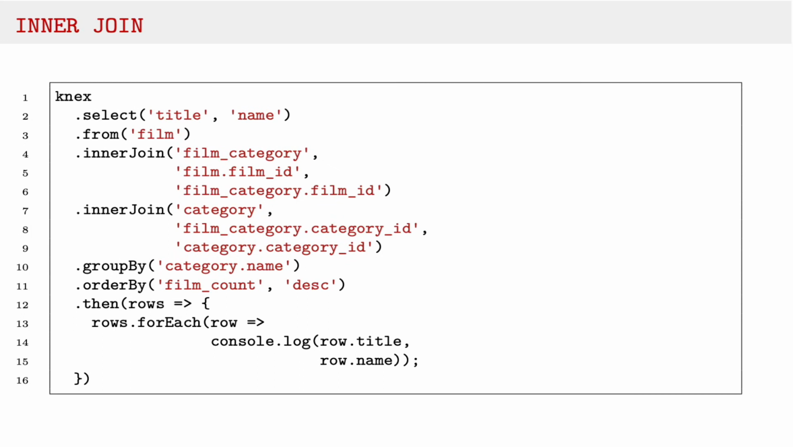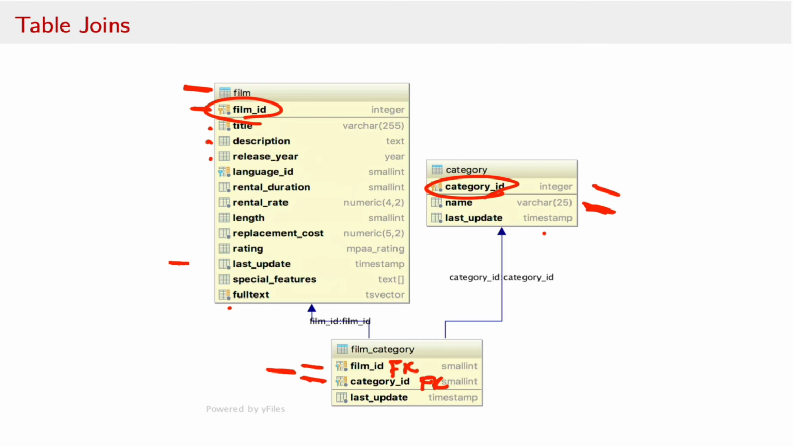So again, we're going to look for the title. That's going to come from the film table. And then the name, and that's going to come from the category table. Now, in this case, we're just able to list the column names because if we go back to the data model, the only place where we have a column called title is in the film, and the only place we have a column called name is in the category.